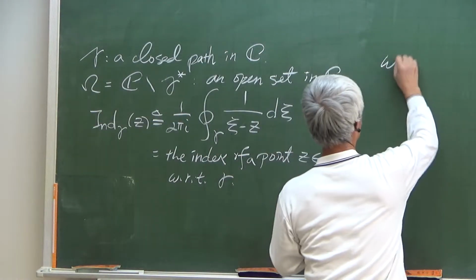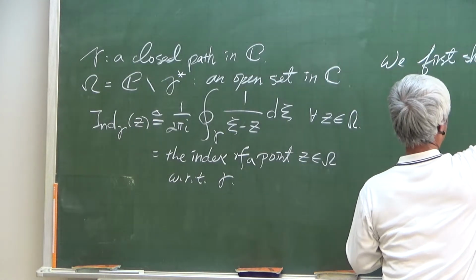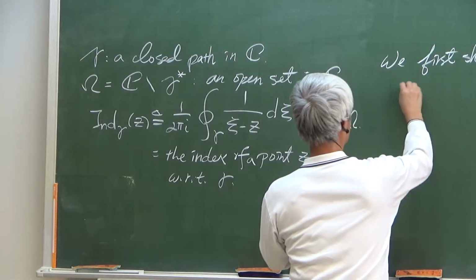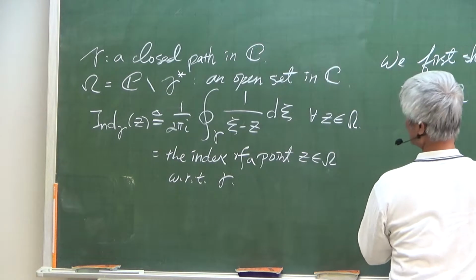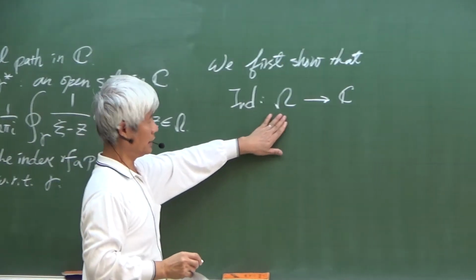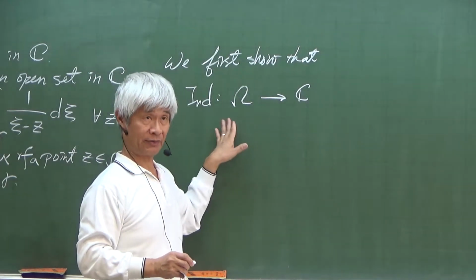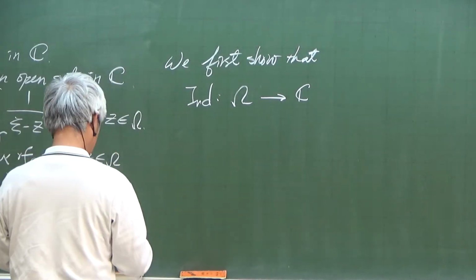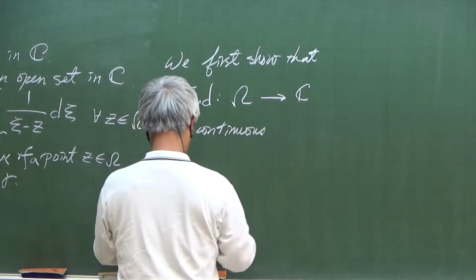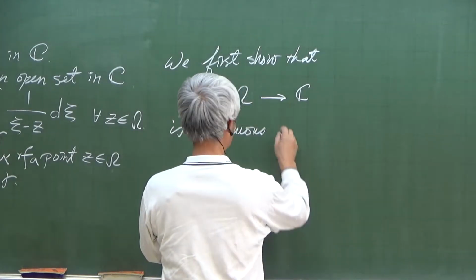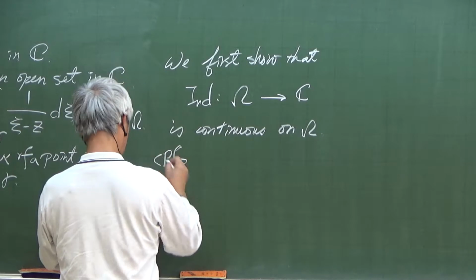Now, we first show that the index function, basically, is a function from the open set to the complex plane, so it's a complex valued function. So we first show that it's continuous. We'll show it's continuous on omega. Okay, so now the proof is like here.